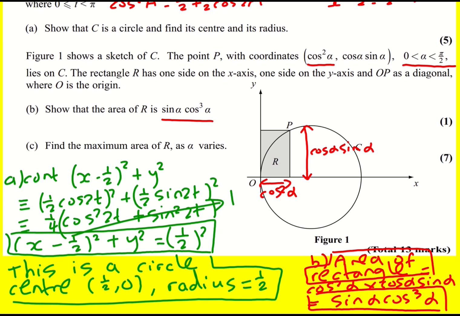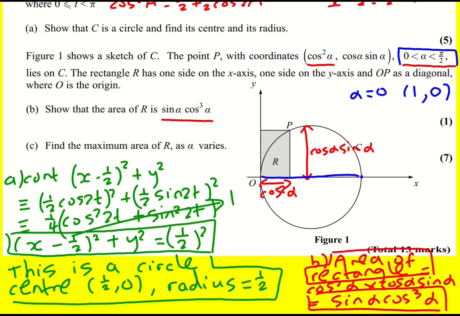So now we're asked to find the maximum area of R. Note that alpha is between 0 and pi over 2. When alpha is equal to 0, we're actually going to get the coordinates, well, cos of 0 is 1, and squaring it is 1. And then cos alpha sine alpha, well, sine 0 is 0. So when alpha is 0, I know it can't equal 0 here. It's between 0 and pi over 2, but not inclusive. But we would get a rectangle that is basically just this line.